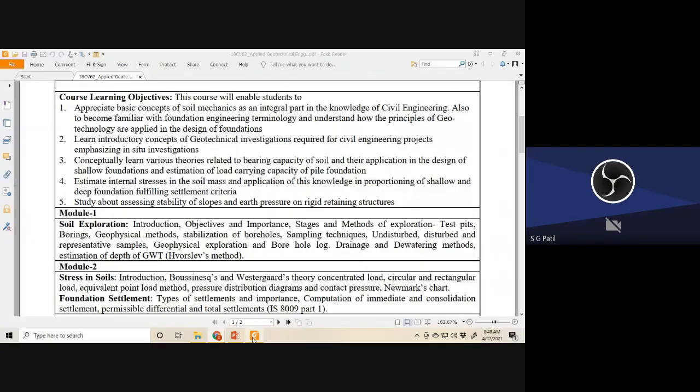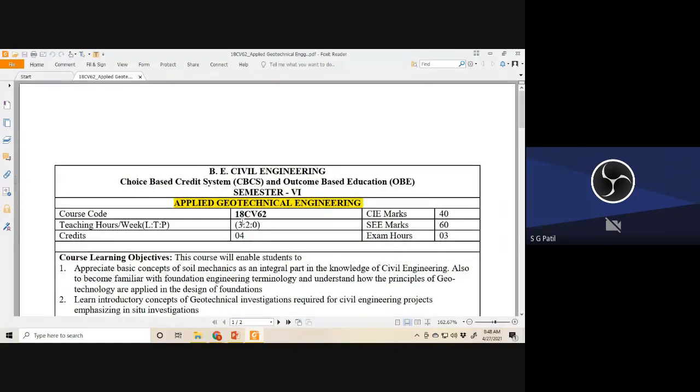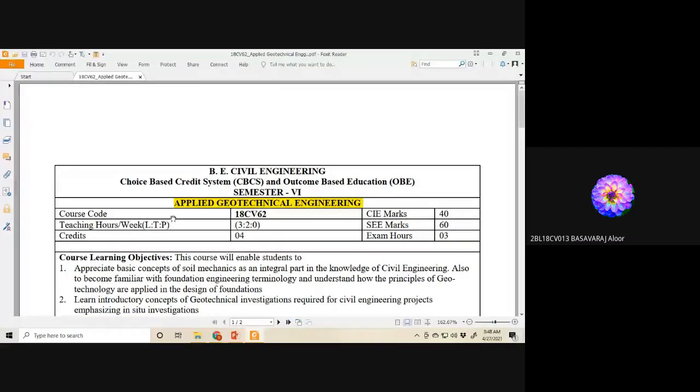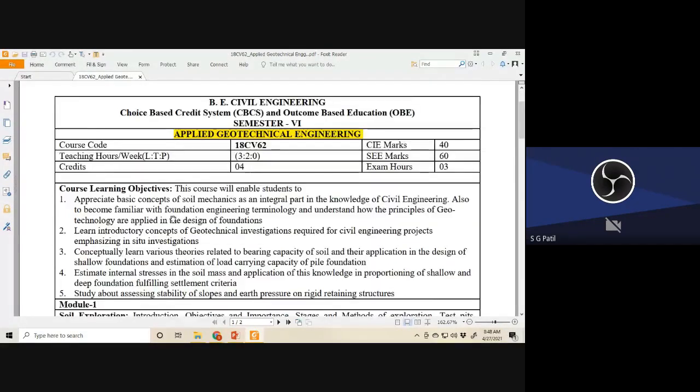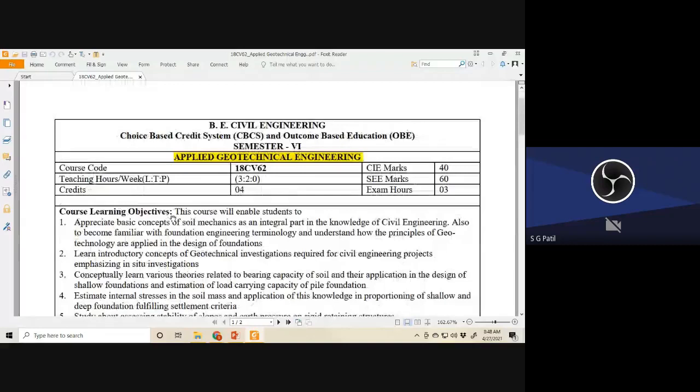Let me first briefly introduce the course. That is Applied Geotechnical Engineering, with the course number 18 CV62. All of you can see my screen, right? Yes, sir. Okay, thank you. So this course is about applied geotechnical engineering. The course number is 18 CV62.